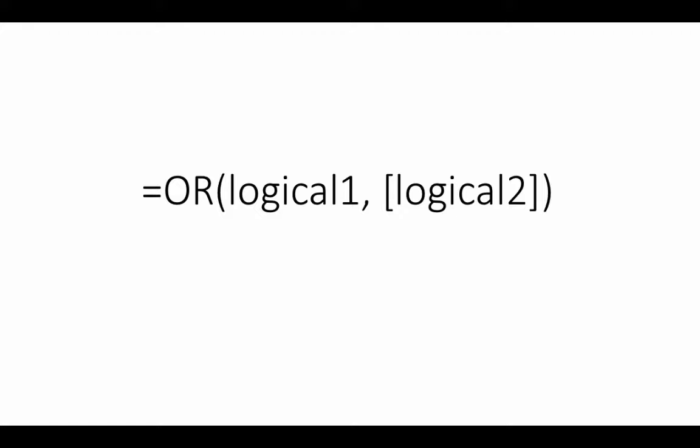The syntax for the OR function is a series of parameters which are logical arguments. These logical arguments can evaluate to true or false. The OR function only requires one parameter, but it isn't really much use without at least two. For the purpose of explaining how the OR function works in this video, we're going to use two parameters. As you can see here, the OR function has two parameters. Logical 1 is required, logical 2 is optional.